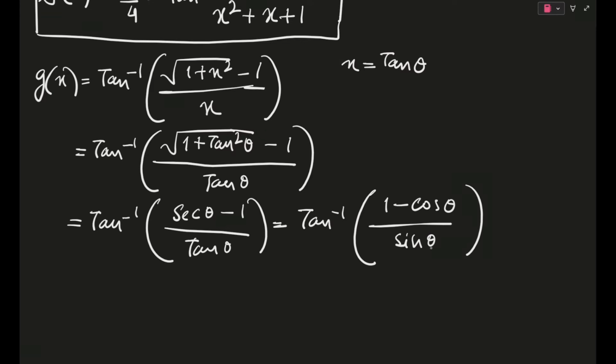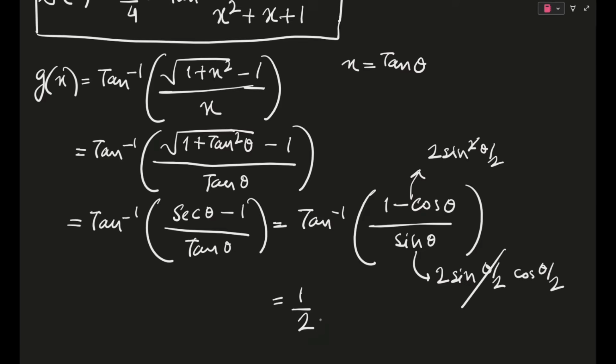Now this is really simple stuff. 1 minus cos theta will be 2 sine square theta by 2, and sin theta is very obviously 2 sine theta by 2 cos theta by 2. So this and this will get cancelled, and you will have tan inverse tan theta by 2, which is theta by 2, or half of tan inverse x. So g of x comes out to be half of tan inverse x.